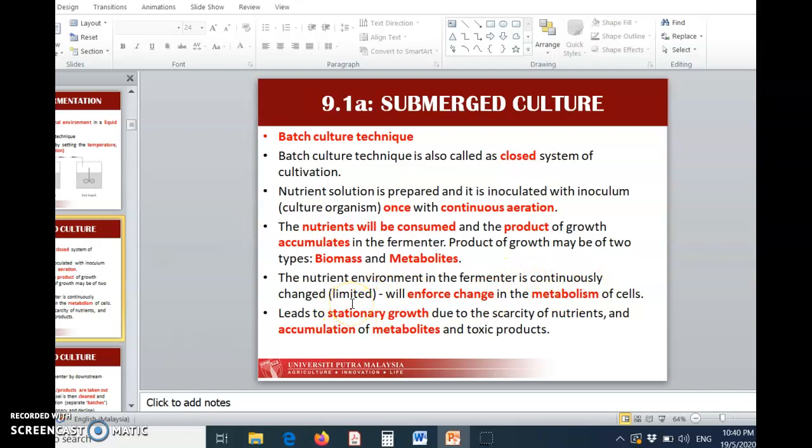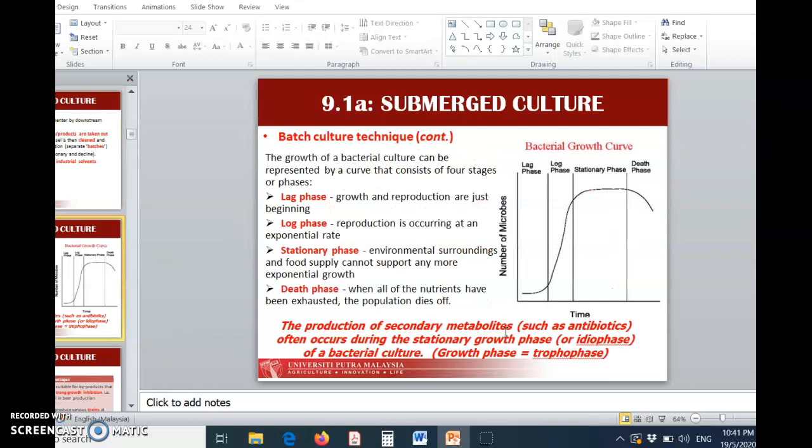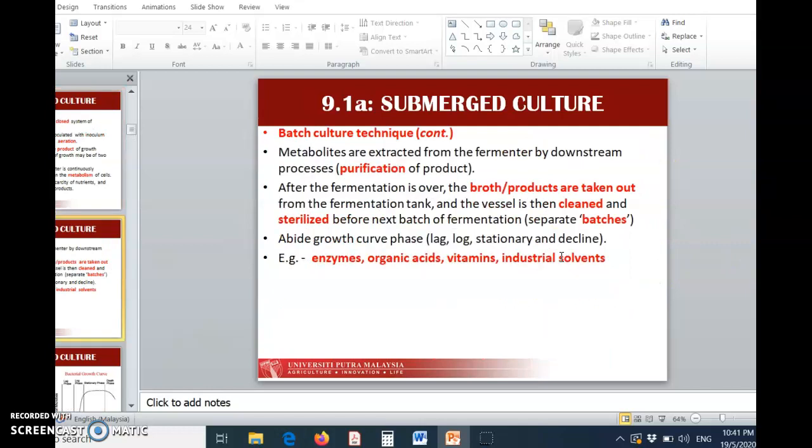Because we only put the nutrients once, the nutrients will always be consumed and reduced over time. This will enforce change in the metabolism of the cell. Now the cell is stressed, they will start producing these metabolites that we want. It will lead to stationary growth due to the scarcity of the nutrients and accumulation of metabolites and toxic products. Because they will have limited nutrients and also accumulation of toxic product, eventually this microorganism will start to die. So we will take a look at the bacterial growth curve later on. Okay, continue.